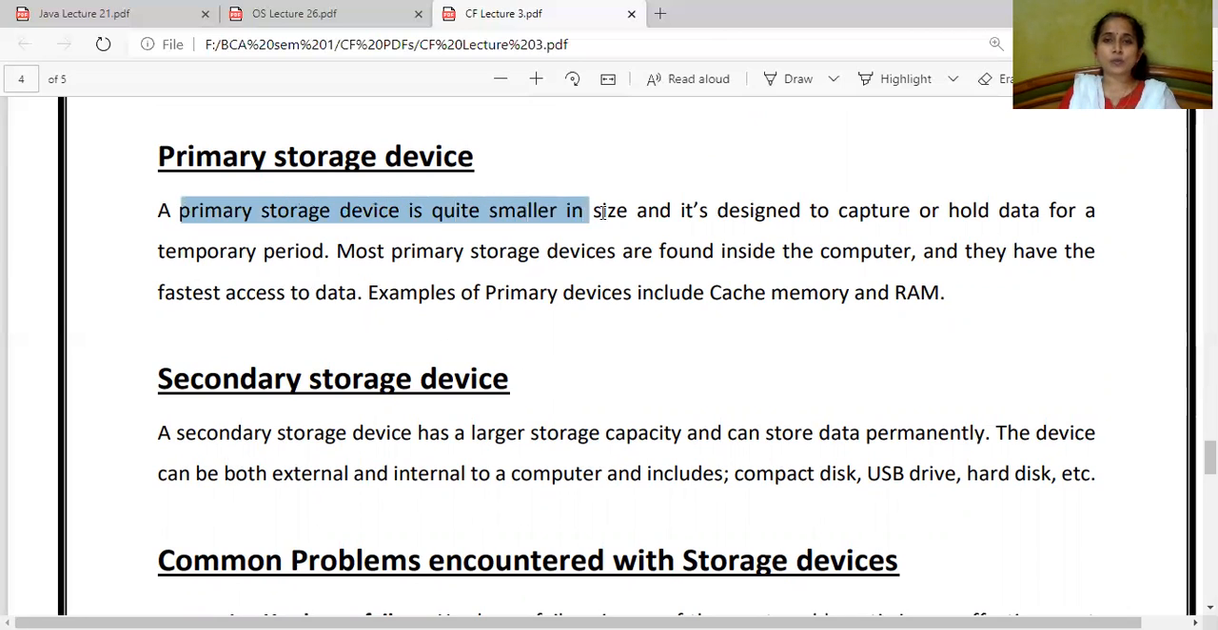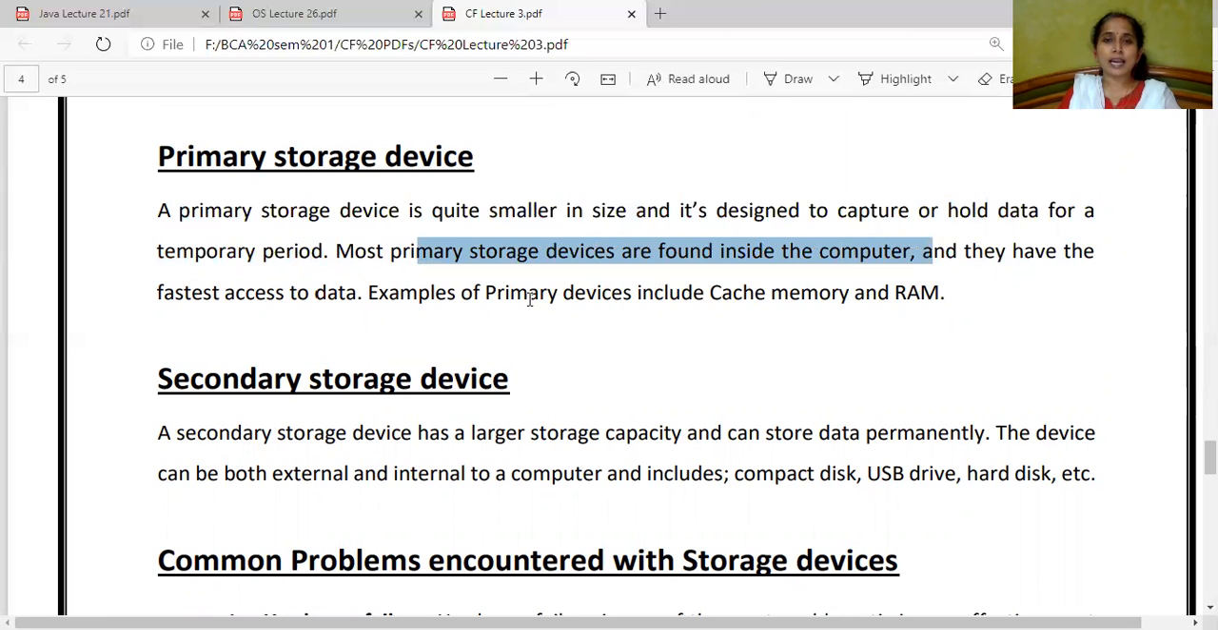Primary storage is quite small in size, designed to capture whole data for a temporary period. Okay. And most primary devices found inside the computer, like cache memory, RAM, and ROM, and they have the fastest access to data. So ये कुछ characteristics हैं. I'm not going into detailing. Detailing of it will be done in an elaborate chapter on storage devices. This is just a short intro.